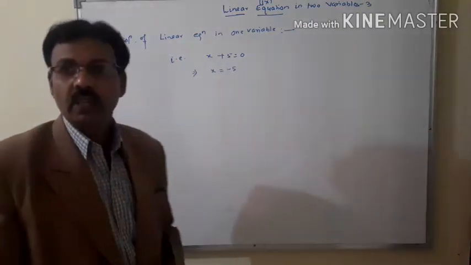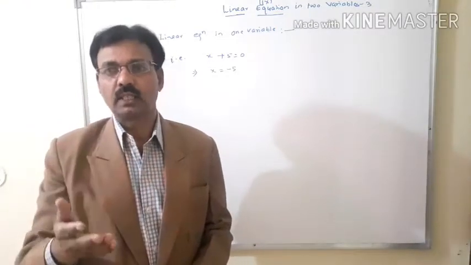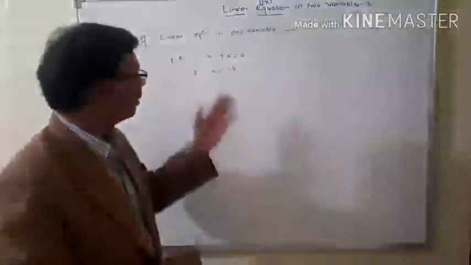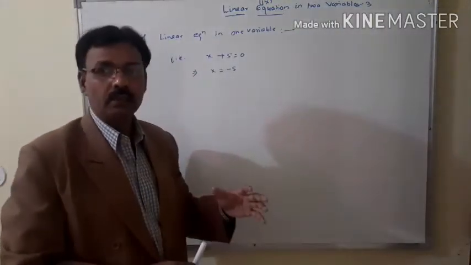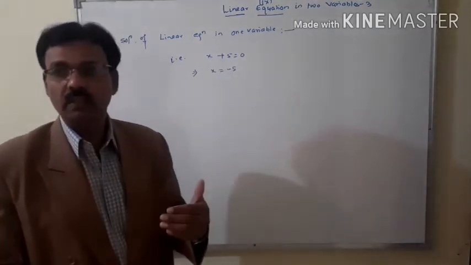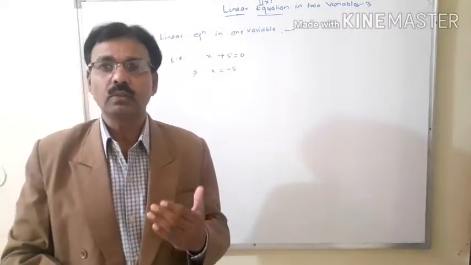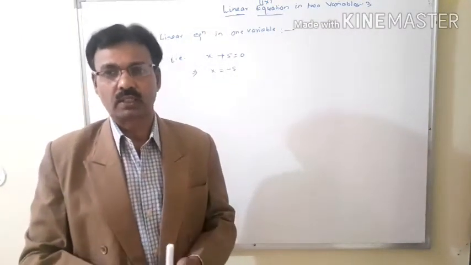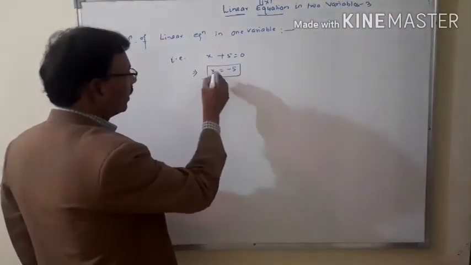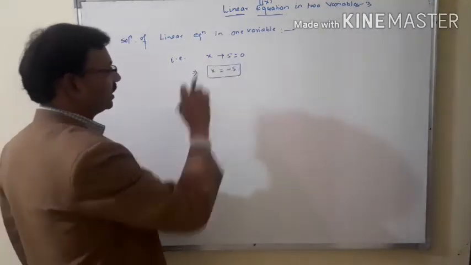As you know, if any quantity is transferred from one side to the other side of the equal to sign, that means left to right or right to left, then the sign of that number will be changed. That means plus into minus, minus into plus, division into product. Now here, x equal to minus 5 is the solution of this equation.